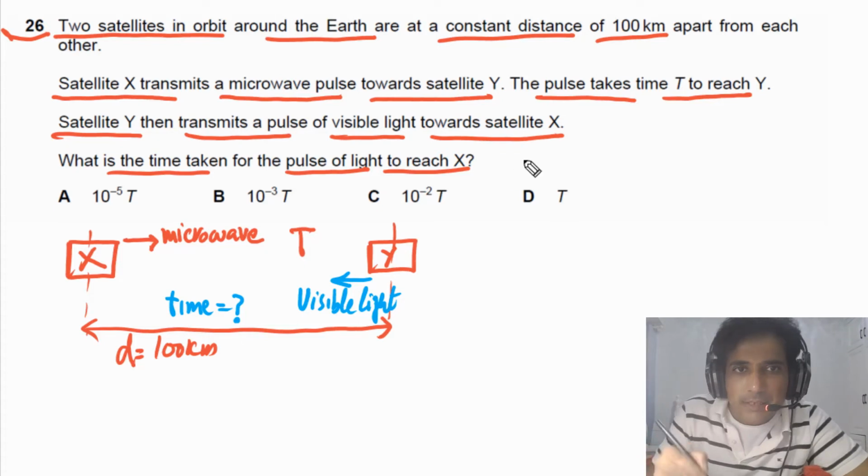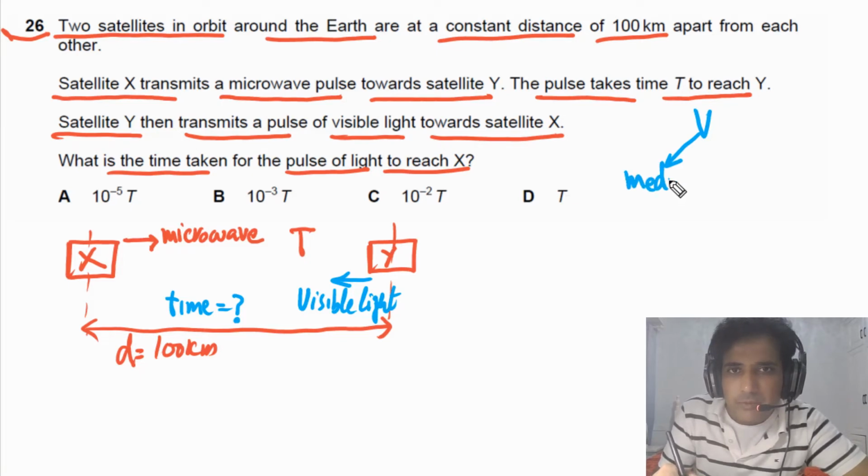Let's try to understand about speed of wave. Speed of wave, it depends on two factors. One, it depends on medium. If the medium is different, speed of the wave will be different. And speed of the wave also depends on type of wave. Type of wave means different waves in the same medium, the speed is different.